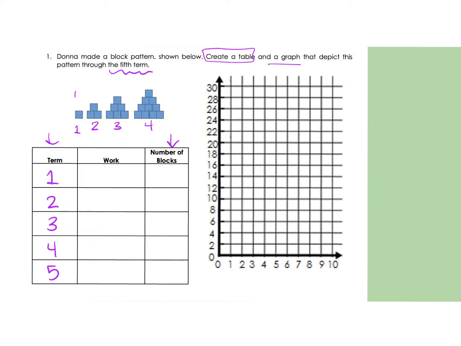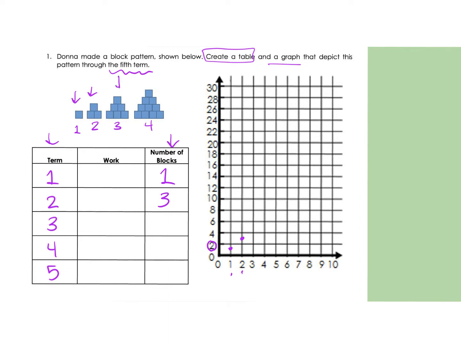So when I have one term, how many blocks are there? 1. Uh-oh. When I try to graph that, y is counting by 2. So the 1 is going to be halfway between 0 and 2. When I have 2 terms, there are 3 blocks. So again, I'm going to start at 2, but to go up to 3, I can't go all the way up to 4, so it's in between 2 and 4.